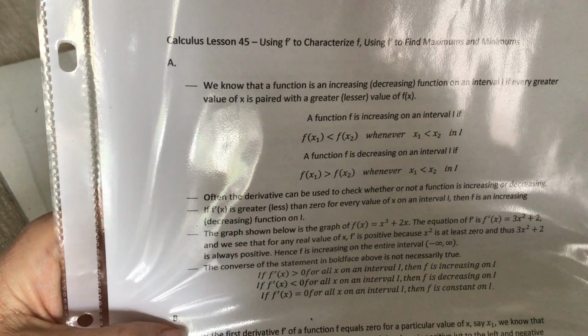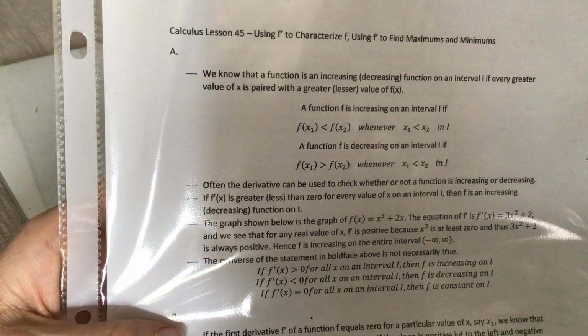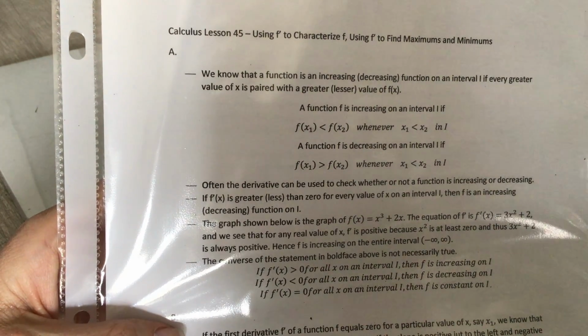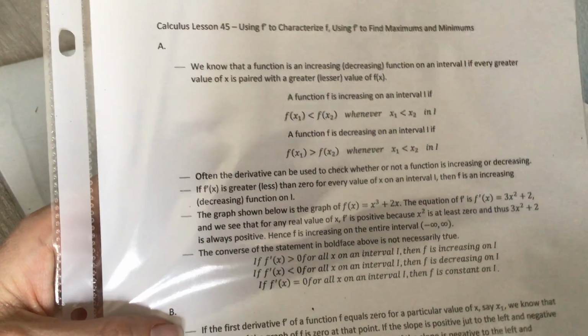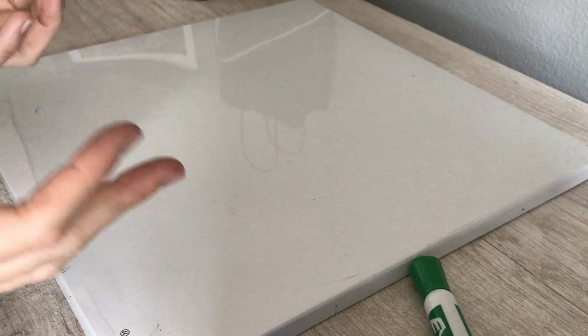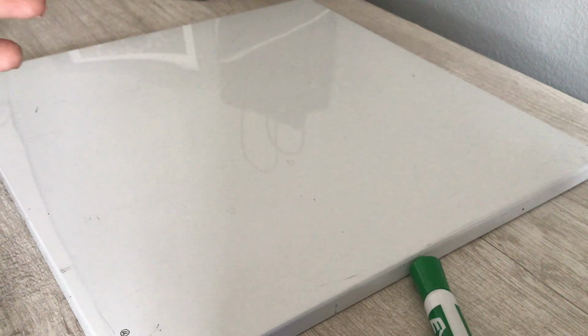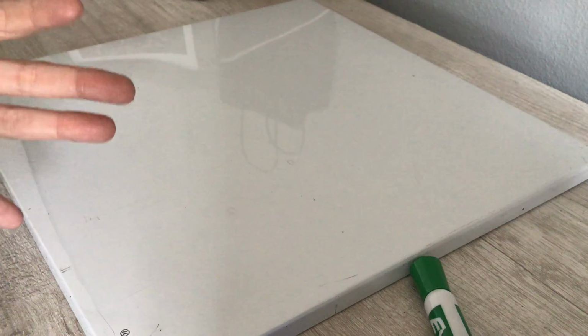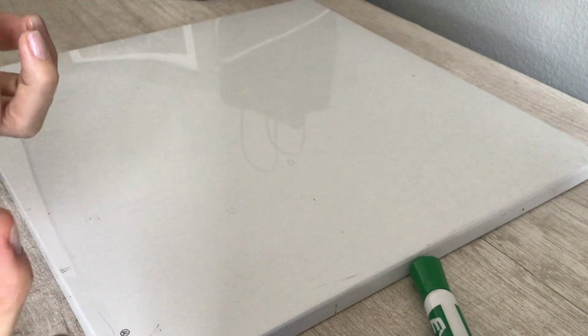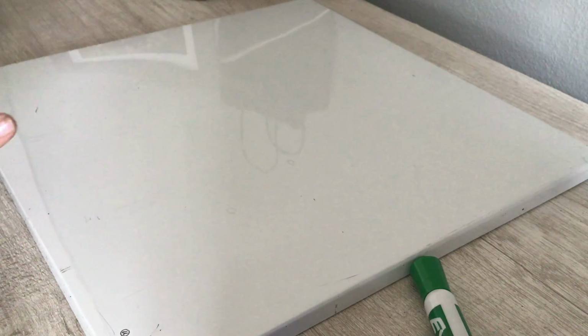In 45, we are using f prime, so we're using the derivative of our function to find maximums and minimums, and then other characteristics of our function, okay? So you know that a function is increasing or decreasing on an interval. It's increasing if as x gets bigger, your function is getting bigger, okay? Or it's decreasing if as x is getting bigger, y is getting smaller, or the function is getting smaller, okay? So we would say then that a function is increasing on an interval I.